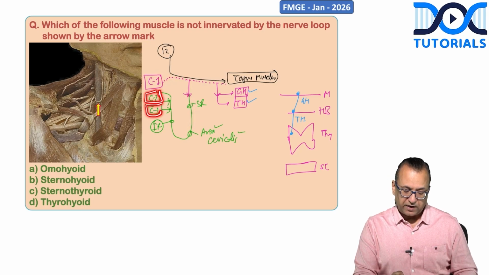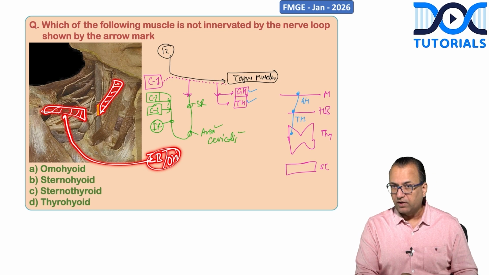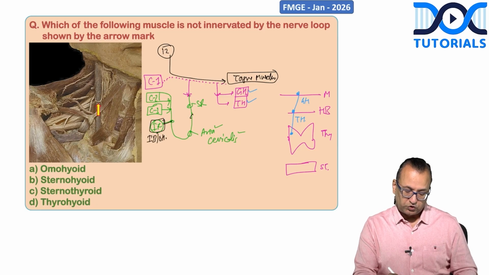C2 and C3 spinal cord contribute to the inferior root of ansa cervicalis. The inferior root will be supplying the inferior belly of omohyoid, which you can see coming here. This is the inferior belly of omohyoid, whereas the superior belly of omohyoid will be supplied by the superior root. So as we are mentioning, the inferior root supplies the inferior belly of omohyoid, and the superior root will supply the superior belly of omohyoid.